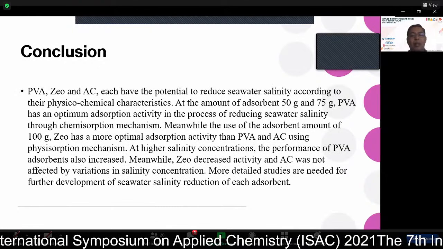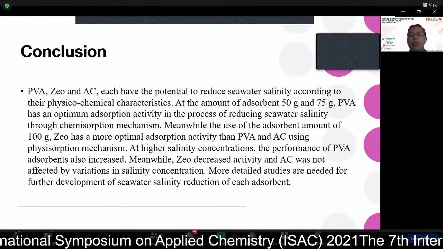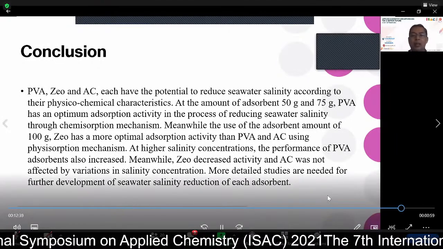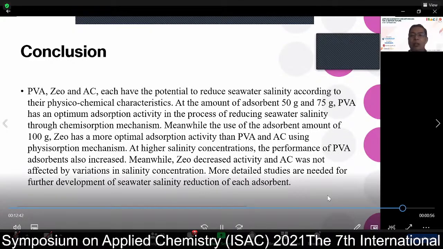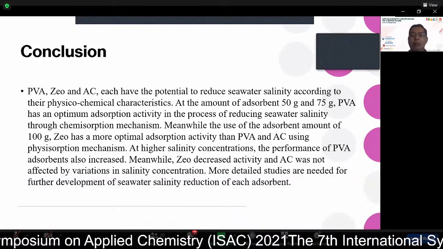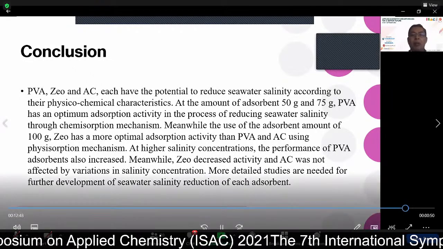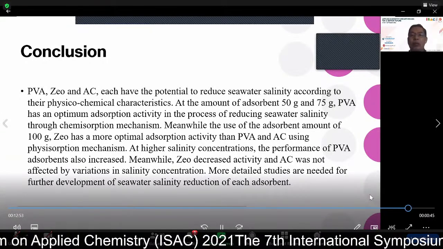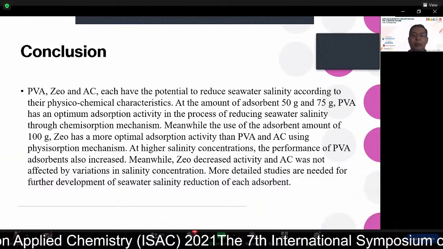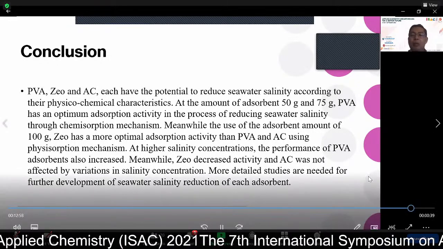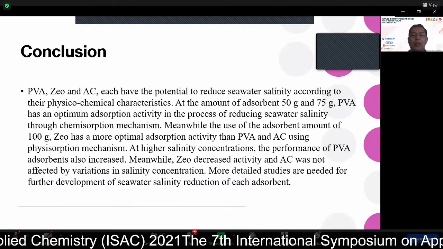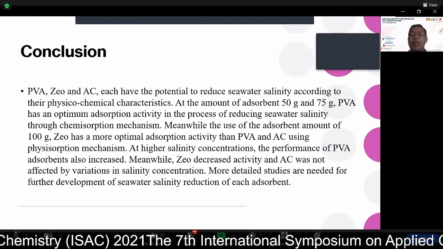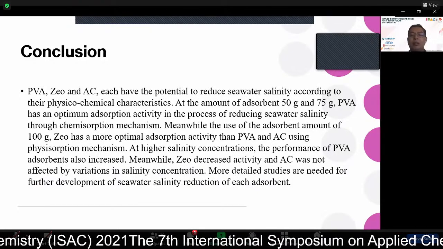PVA, zeolite, and activated carbon each have the potential to reduce seawater salinity according to their physicochemical characteristics. At adsorbent amounts of 50 gram and 75 gram, PVA has optimal absorptivity in reducing seawater salinity through a chemisorption mechanism. Meanwhile, at an adsorbent amount of 100 gram, zeolite has more optimal absorption activity than PVA and AC, using a physisorption mechanism.